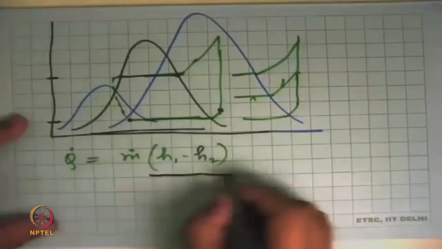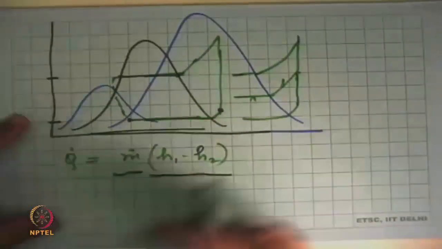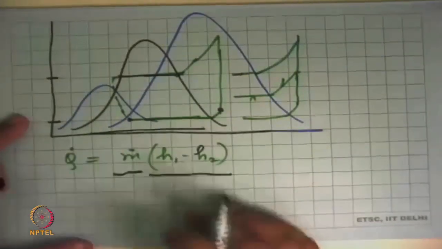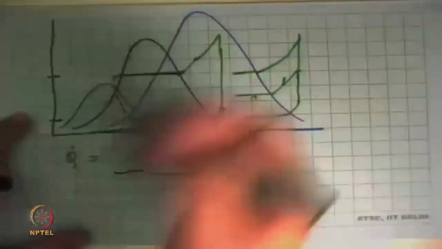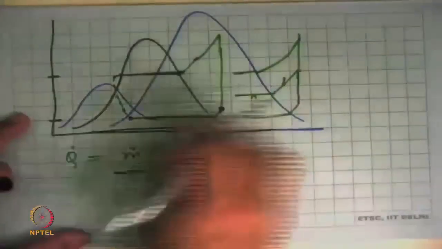So you say, good, great. For water, this is very big, so I need a very small flow rate. Water is a nice refrigerant. But you look at the other properties now. So this is my first part: how big will my equipment be?